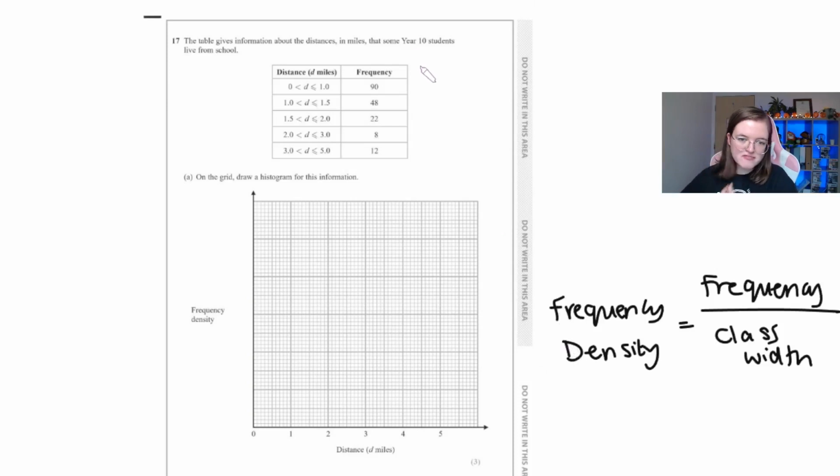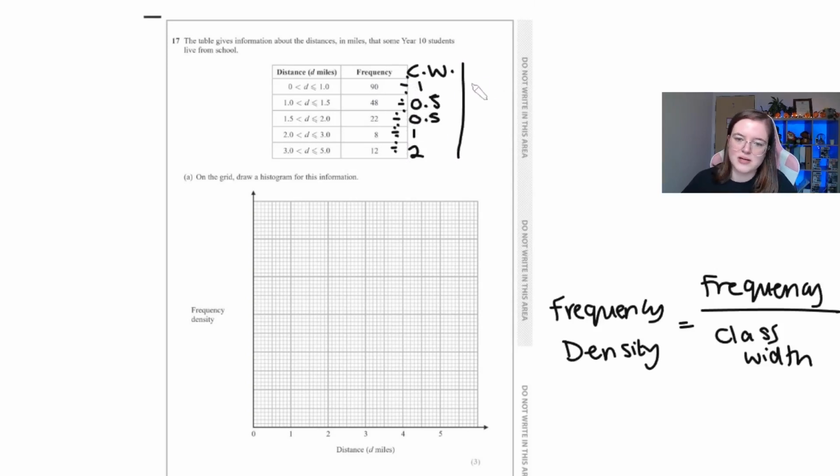So to find the frequency density, I'm first going to find the class width, which is just the difference between these. Between 0 and 1, that's 1. Between 1 and 1.5, that's 0.5. 1.5 and 2, that's another 0.5. 2 and 3, that's 1. 3 and 5, that's 2. And then I'm going to divide the frequency by all of those.